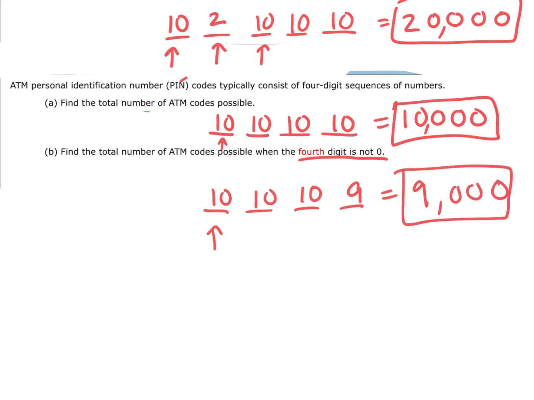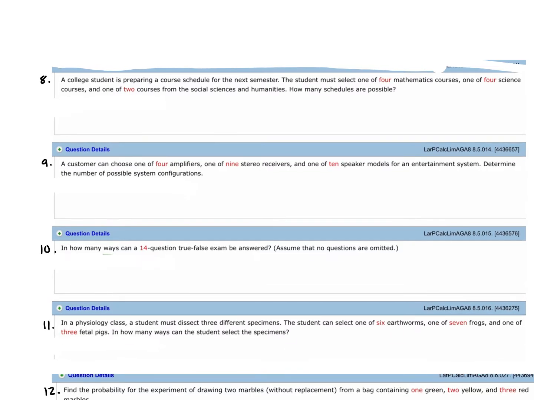9,000. So starting with number 8. A college student is preparing a course schedule for next semester. The student must select one of 4 mathematics courses, one of 4 science courses, and one of 2 courses from the social sciences and humanities. How many schedules are possible?